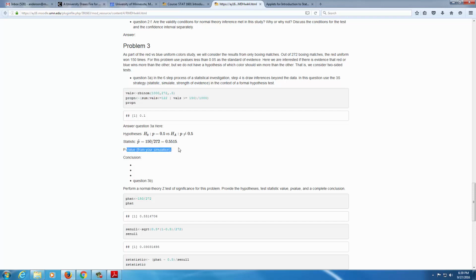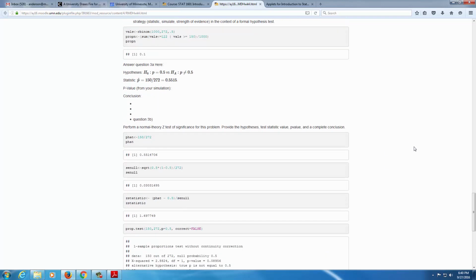So put that in right here for your p-value, and then for a p-value of 0.1, make your conclusion about how you feel about this p-hat data result compared to what you'd expect from just randomly winning the match, red or blue. That would be the simulation test result.